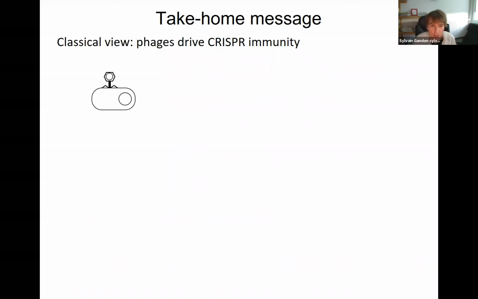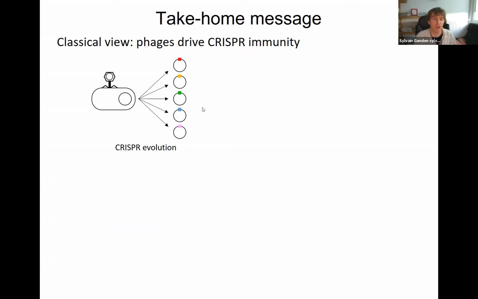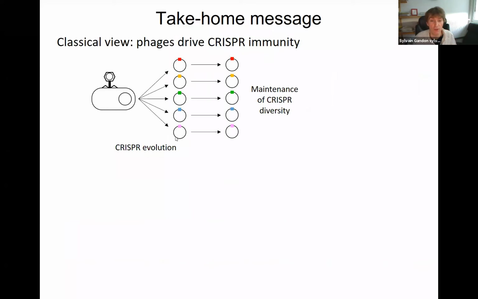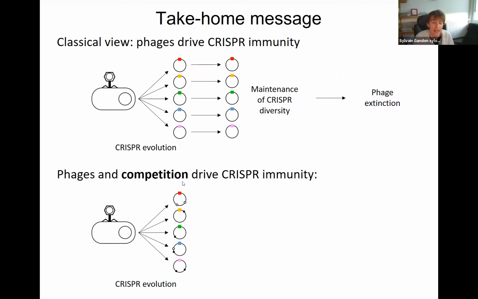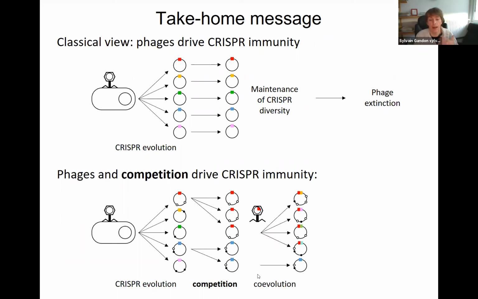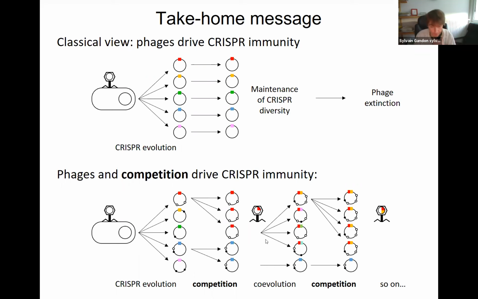So just a take-home message. I want to recall the classical view of phage and CRISPR immunity: phage are going to drive a lot of diversity. This diversity is going to hamper the evolution of the phage and potentially lead to phage extinction. And what we found is that together with the acquisition of new spacers, the bacteria are going to acquire new mutations. These new mutations may allow some variation in the competitive ability of the bacteria, which will lead to a lower diversity. And this lower diversity then will allow phage to escape and maybe coevolution to go on for longer.